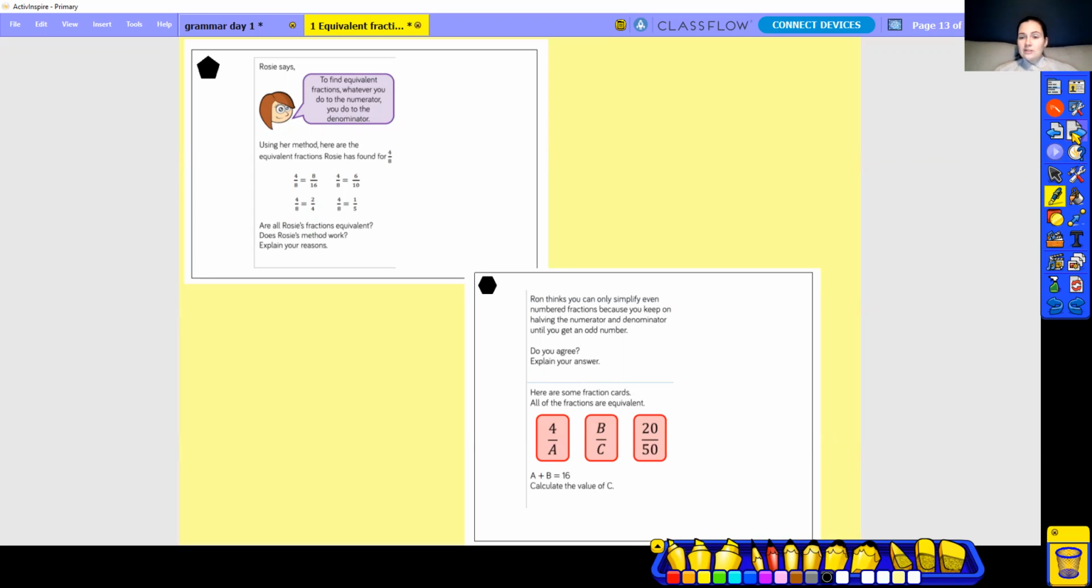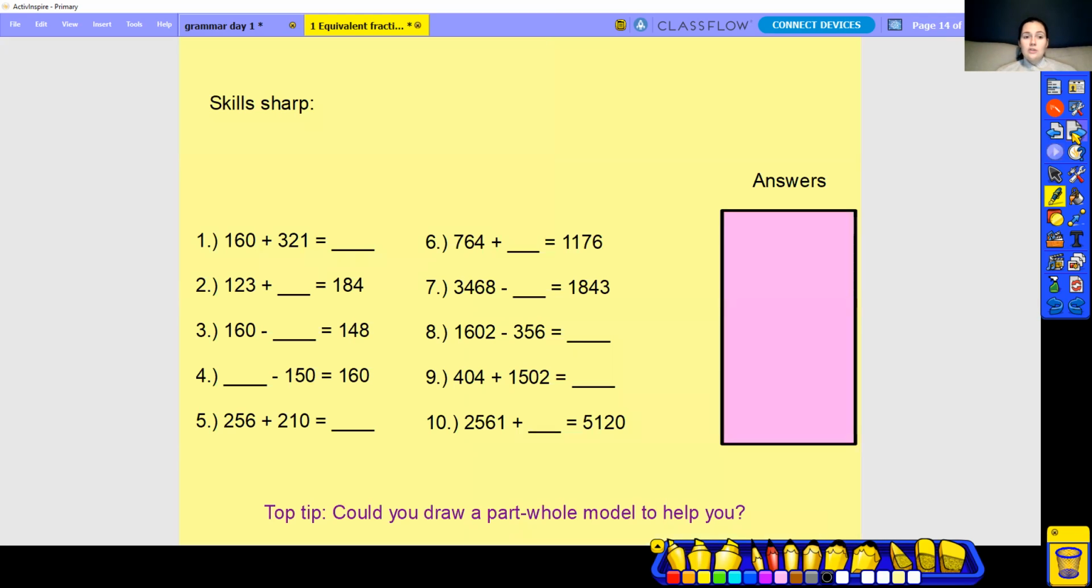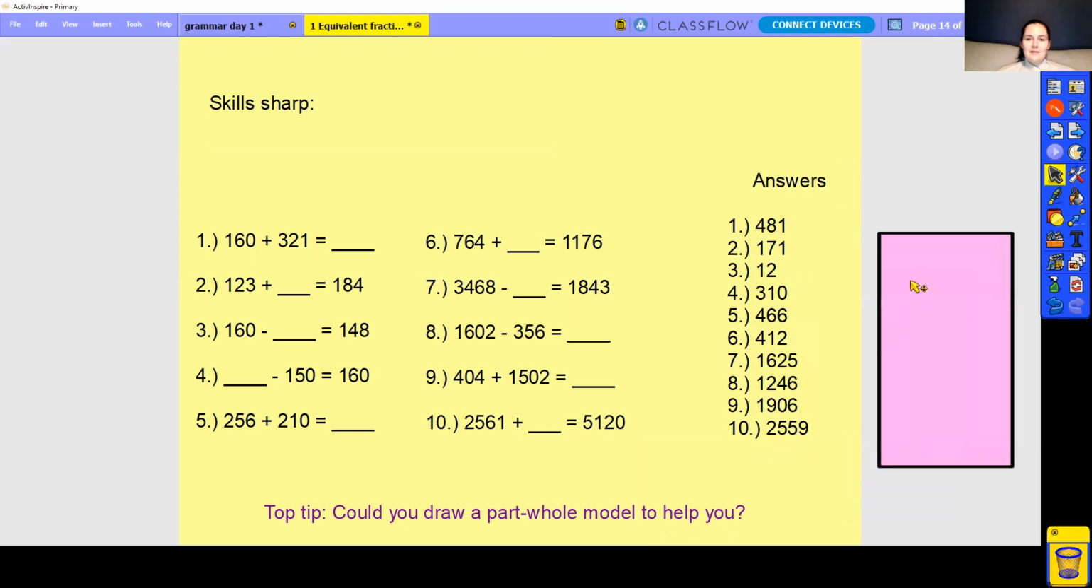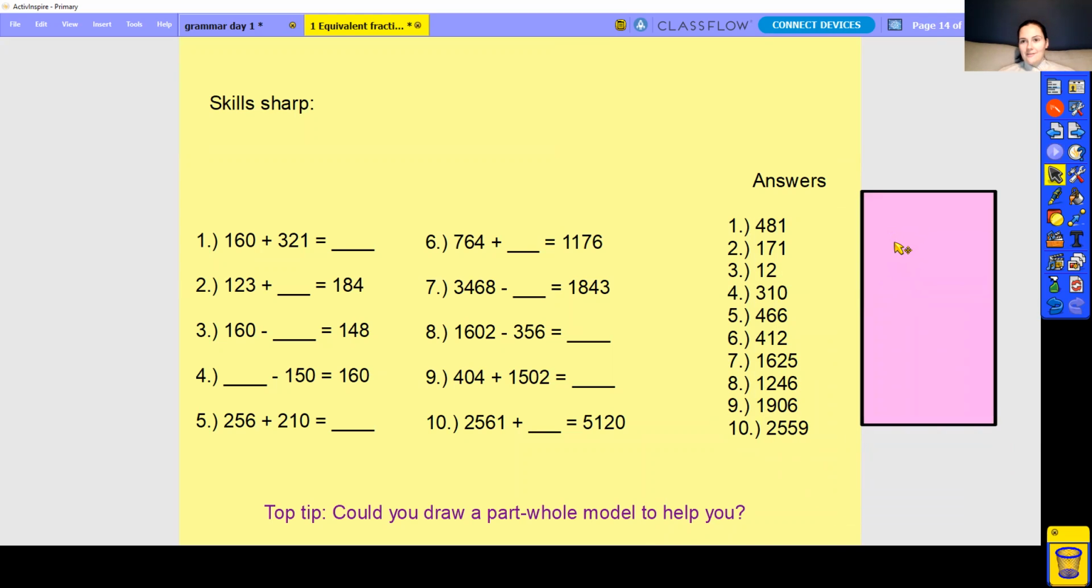I've also got your Skillshop on the board, which I'll put next, and you can fill in your Skillshop and then I will put the answers on straight after. So your Skillshop questions are here. Please pause the video, answer the questions, and then I will uncover the answers afterwards. Okay, I hope you've had a chance to do those questions. If not, quickly pause the video. The answers are now on the board as well, so you can now mark your questions.